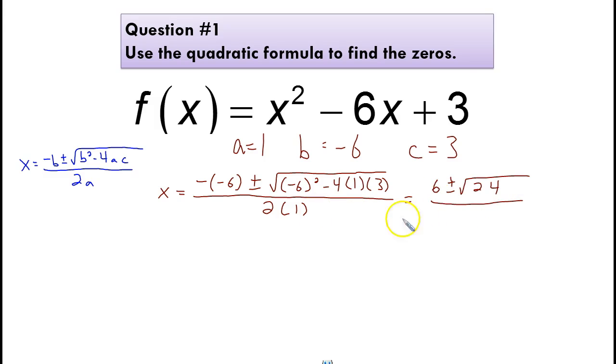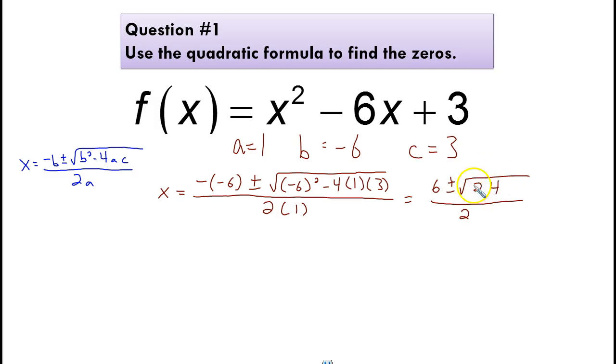All over 2 times 1, or 2. Now at this point some students are going to want to try to reduce, but we really can't reduce anything until we take care of this radical here. So go back and review how to deal with square roots, how to reduce them. We cannot use the decimal form. It needs to stay as a square root for this question.